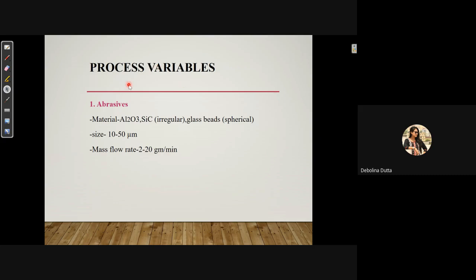Okay, so let's start with the process variable of this particular AJM. We will start with the abrasive, which is one of the major process variables. As someone asked me, what are the materials we use as the abrasive? Of course, we use Al2O3, aluminum oxide, or silicon carbide, or glass beads.